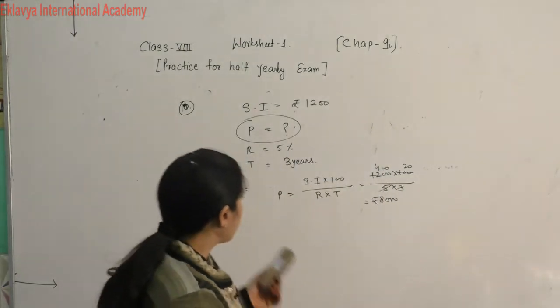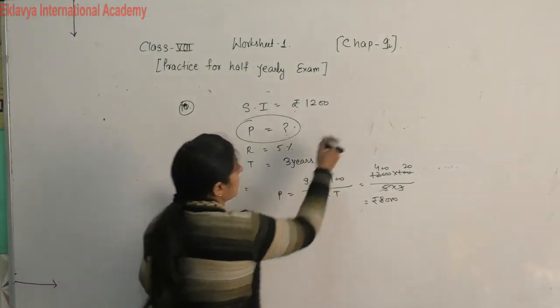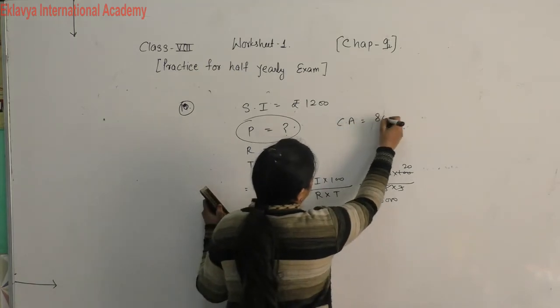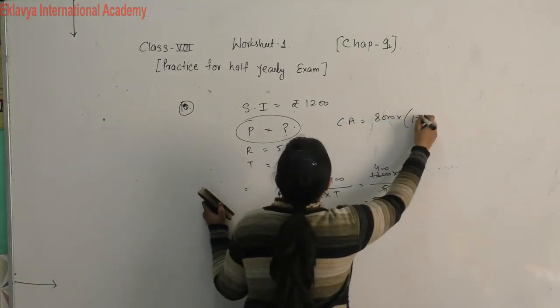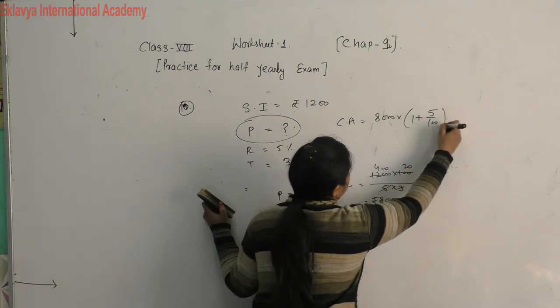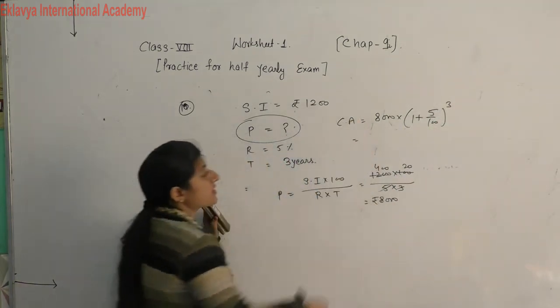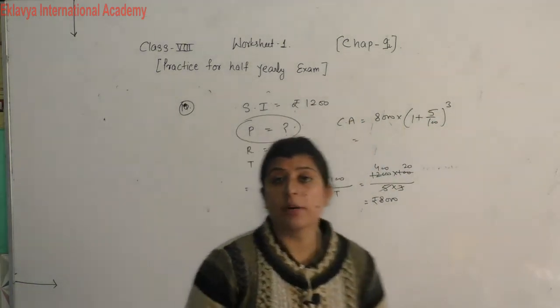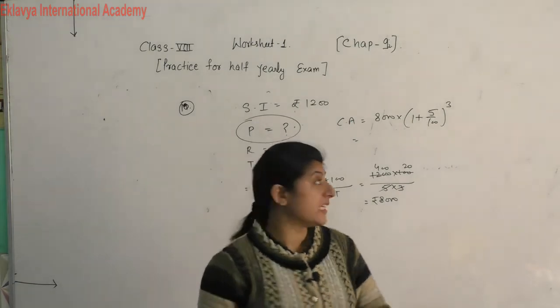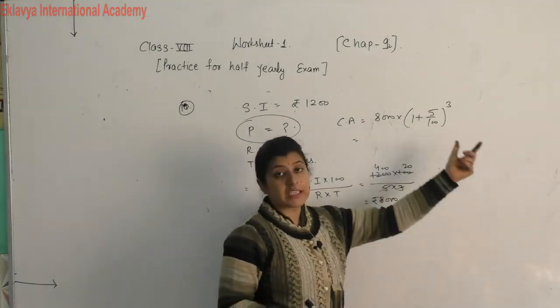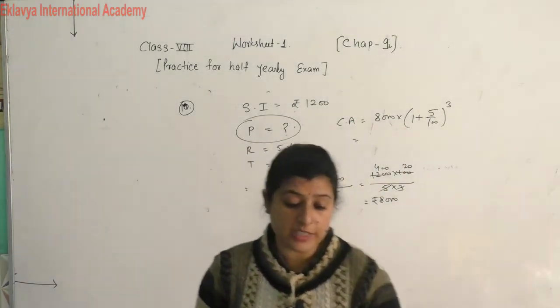Now we want to find out the compound interest for it. Then the compound amount is 8000 multiplied by 1 plus 5 upon 100 power 3. Firstly solve it, then find out the compound interest, that is, compound amount minus principal. Then you will get the result.